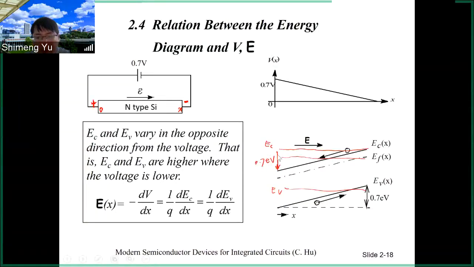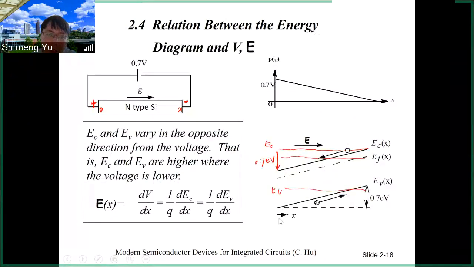So this is a very important conclusion. Positive voltage to the left is going to push down the band from the left. And the second conclusion here is that the EC, EF, EV will be parallel to each other. So when you push down the EC, you are going to push down the EF and EV by the same amount. So eventually you will have this kind of parallel EC and EF and EV.